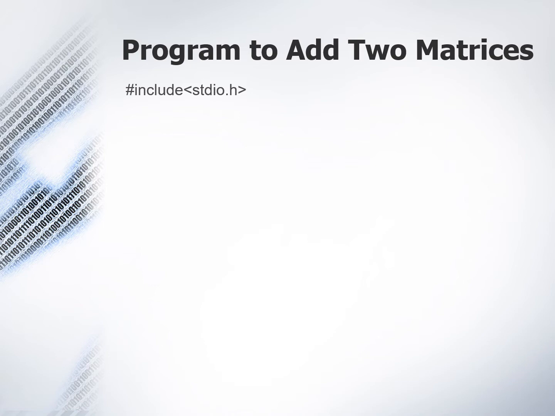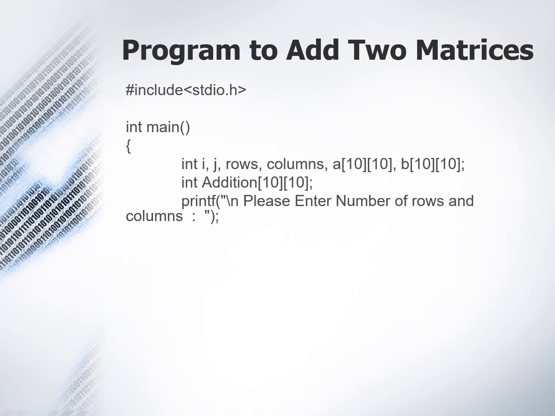We will start with the header of the program, #include <stdio.h>. Then we will start the main program with int main(). First of all, we will declare the variables that we require for the program. So we have integers i, j, rows, columns, a matrix A of size 10 by 10, a matrix B of size 10 by 10, and another matrix, addition, of size 10 by 10.